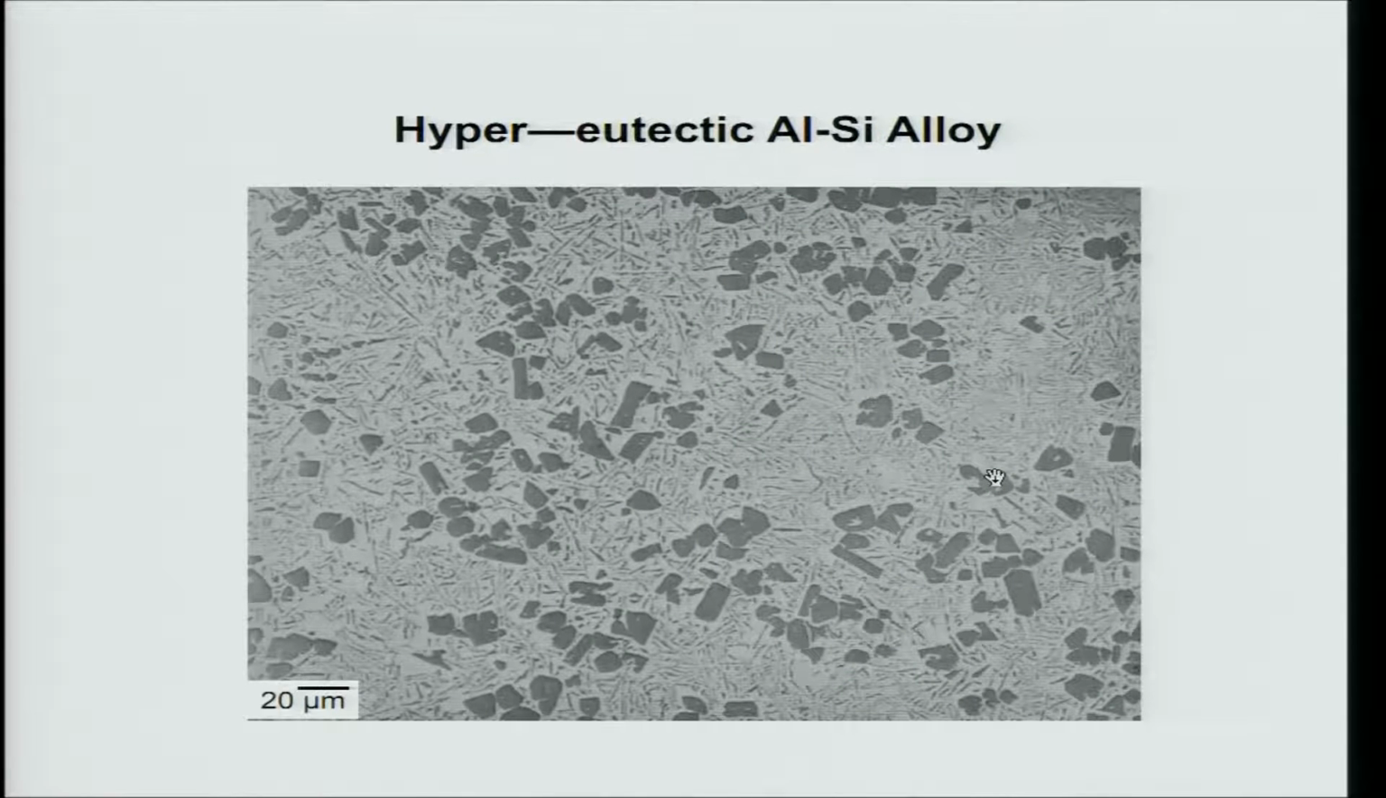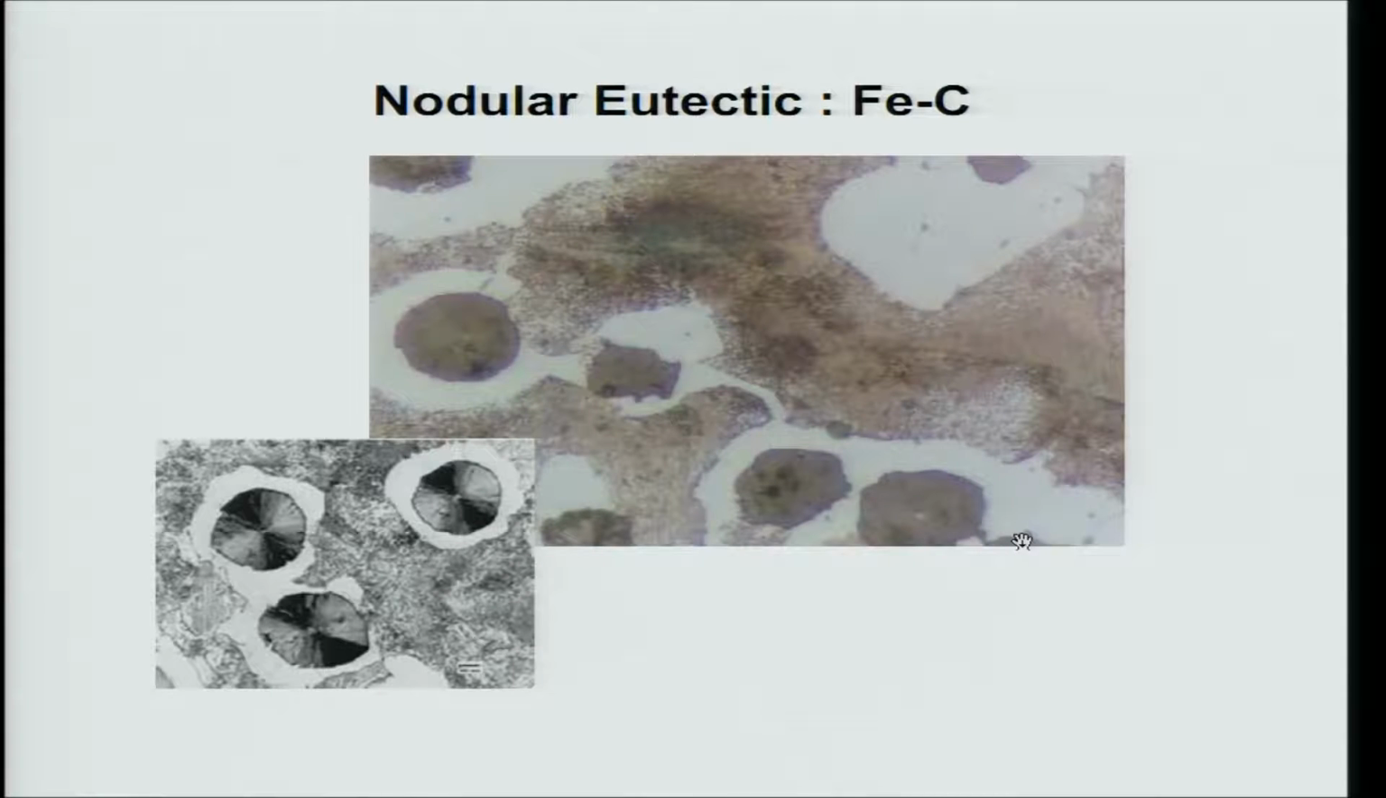On the other hand, in a hyper-eutectic alloy you will have silicon, no dendrites, silicon as a piece. You can see here faceted silicon crystals around and eutectic, and these silicon crystals are brittle. That is why hyper-eutectic aluminum-silicon alloys are rarely used in applications. Another classic example of a eutectic alloy is iron-carbon, or rather cast iron.